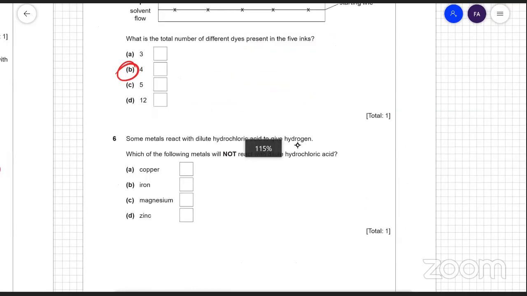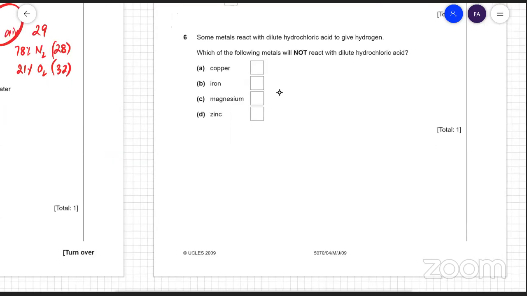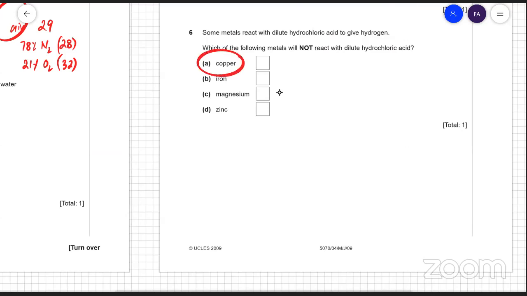Next part of the question is: some metals react with dilute hydrochloric acid to give hydrogen. Which of the following metals will not react with it? Now, the ones that will not react are the ones that are unreactive. Now, if you remember the reactivity series, copper is really low in the reactivity series. It's K, Na, Ca, Mg, Zn, and Fe. So all the rest are very reactive. Copper is right at the bottom, next to silver and gold. So it's a very unreactive metal.